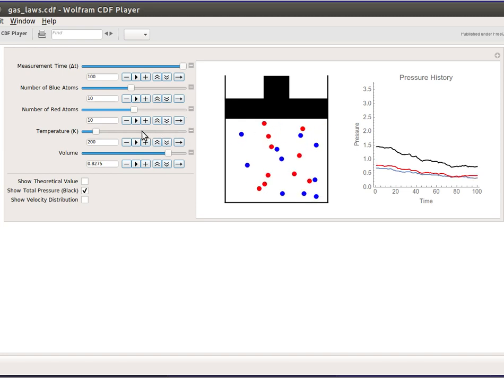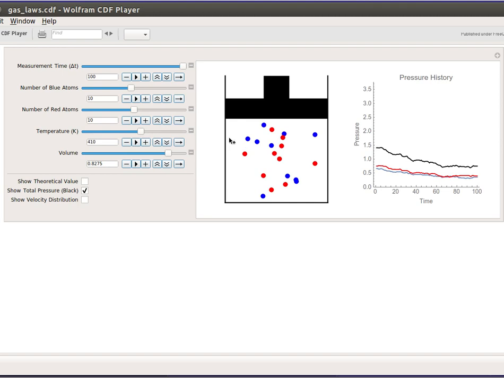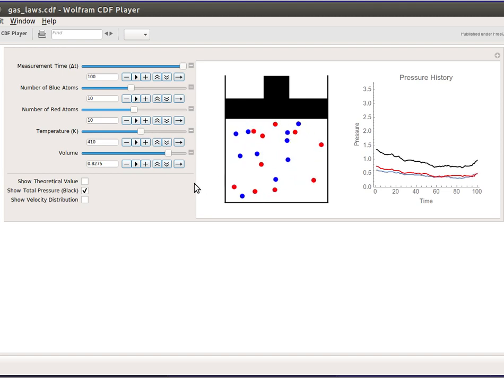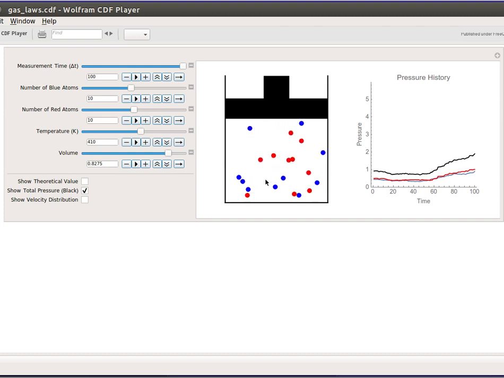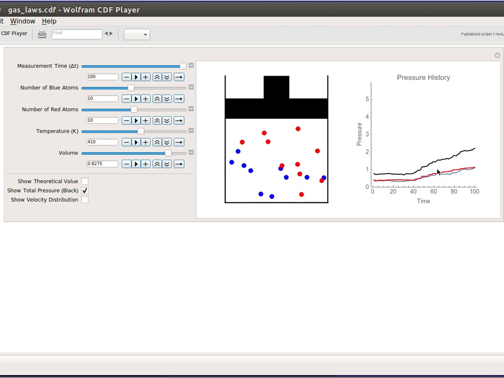Okay, let's go ahead and do it. We'll crank the temperature up nice and high to 400, and you can see right off the bat these little molecules started moving faster and faster. Okay, so I jumped it up to 410 Kelvin, and the molecules really start bouncing around inside of there, so they're moving faster.